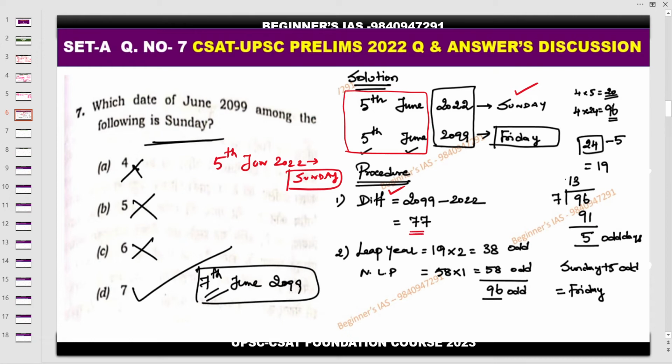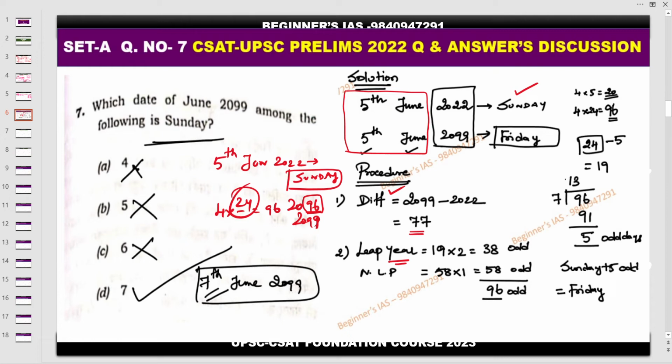77. So here, the leap years, how many leap years? 2099. So the four table is 96, therefore 2096. Right. So 96. So 4 into what is equal to 96? 24. Therefore 24. Understood? Yes, sir.